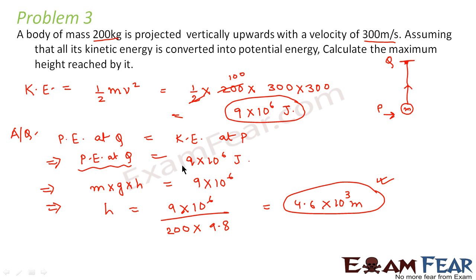Right, so in this case, what did we do? We calculated the kinetic energy when the object was projected. The question told that the total kinetic energy gets converted into potential energy. That means the potential energy after it reaches this maximum height will be equal to the total kinetic energy when it was projected. Right, so this potential energy is also equal to mgh. So we can calculate the value of h.